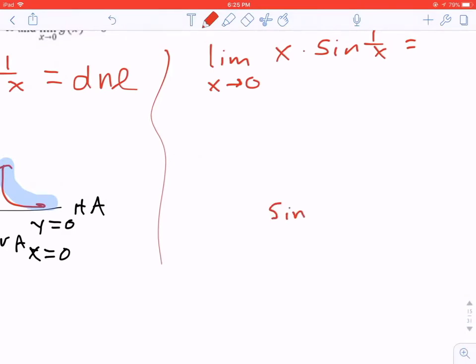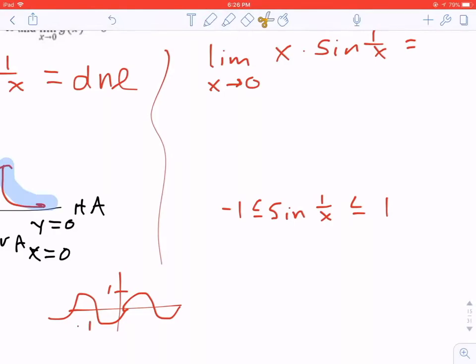Sine of any angle, 1 over x, that just means any angle. If you remember your parent graphs, sine is always between and including -1 and 1. It looks like this, forever and ever, to the left and the right. It looks prettier than that. It goes up to 1 and it goes down to -1. This is not a perfect graph. So no matter what this angle is, the answer is always between 1 and -1.